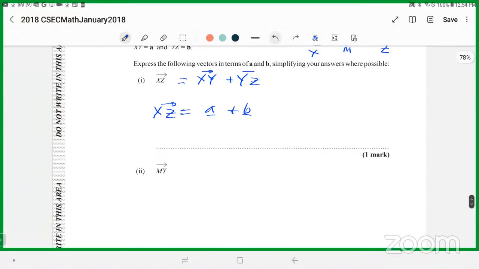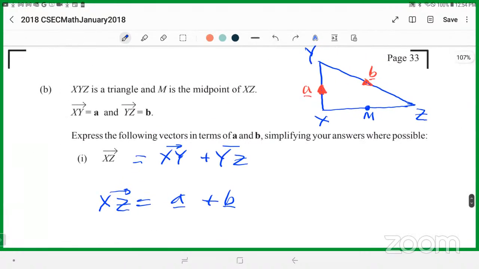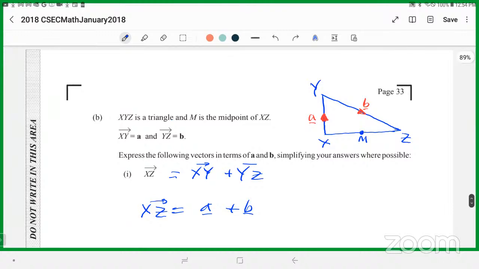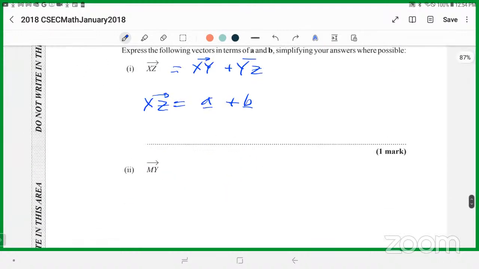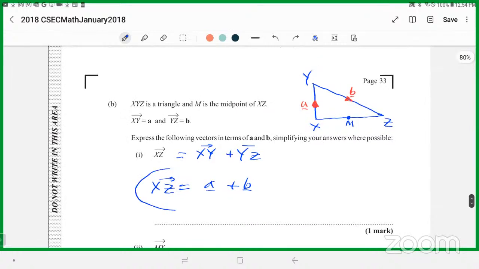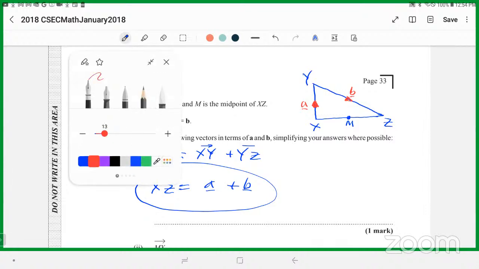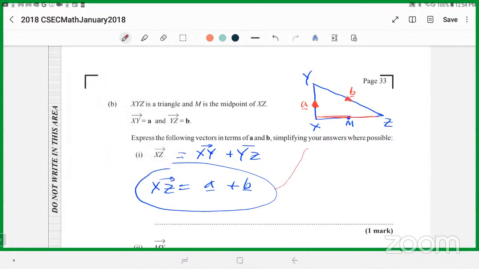MY. Look at the diagram now. See it here? MY. How do I go from M to Y? Remember, we just worked out XZ, so it's almost like we now know this road. We now know what this road is, because we just worked it out. Going this way, from X to Z, is this vector, A plus B. So we now know it.